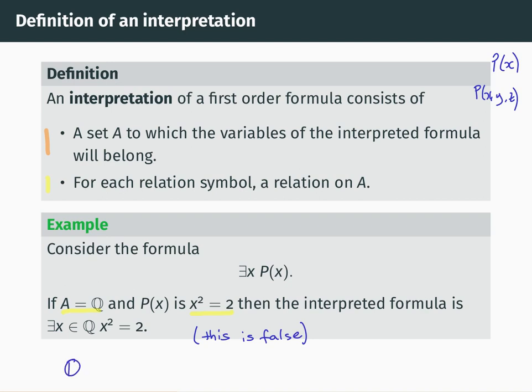So if you've not seen the notation blackboard bold Q before, what it means is simply all the rational numbers, so all the fractions. So we could write it as a over b for all a and b whole numbers where b is not 0.